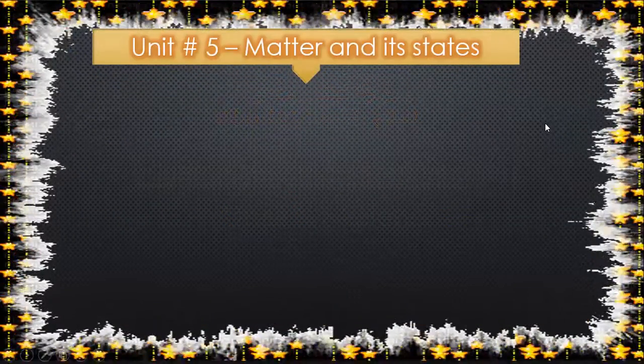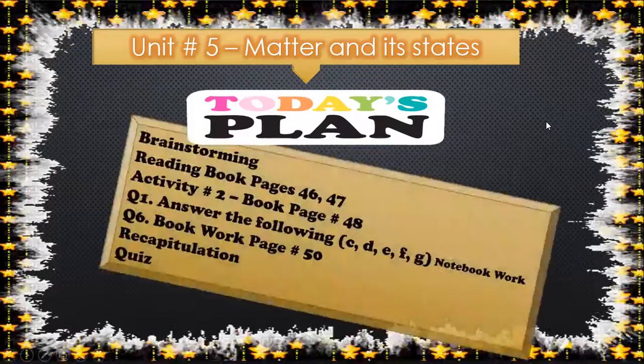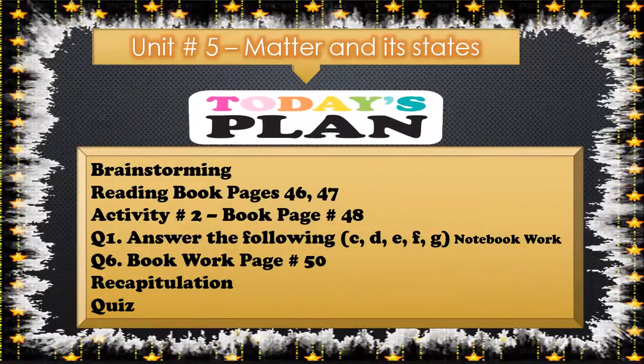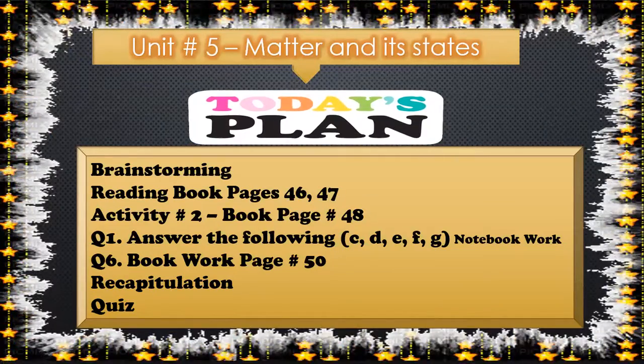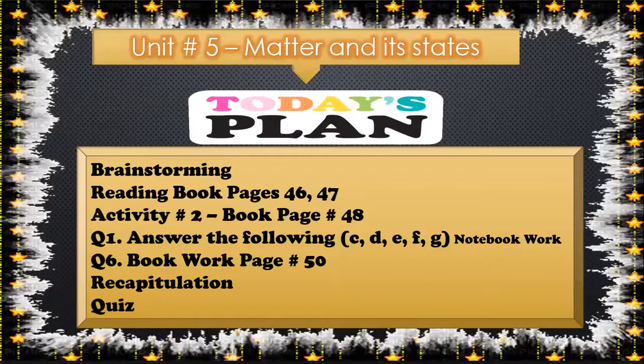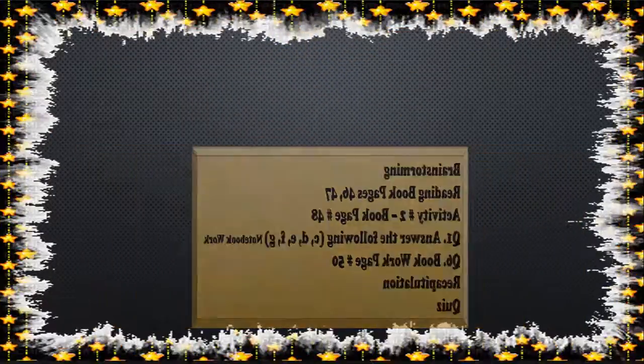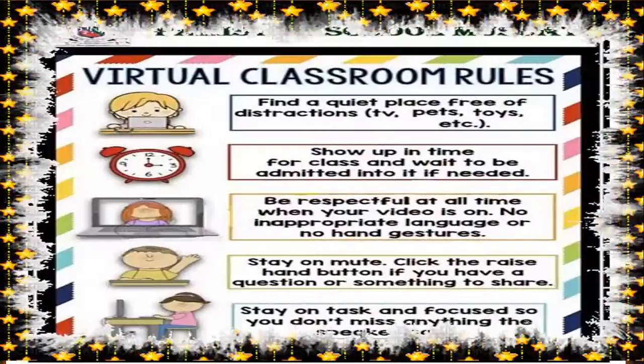Today's topic is unit number 5, matter and states. First of all, we'll do the brainstorming, then reading will be page number 46 and 47, activity 2, page number 48. After that, question number 1, answer the following. Today we'll do C, D, E, F, and G part. It's a notebook work and then book work. It is on your book page number 50, question number 6. After that, recap and then quiz. So let's get started. Don't forget the rules. It will help you to be focused.